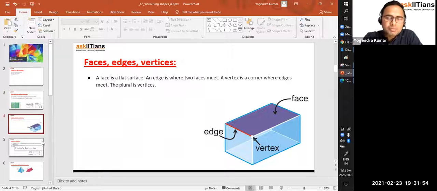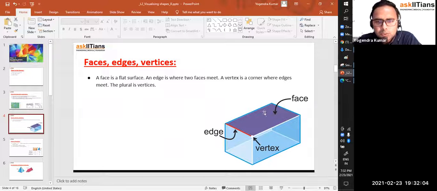Now we come to our second topic, which is faces, edges, and vertices, right? We need to understand this. So what is it? See, you can see this is a cuboid here. There is a box here, a cuboid shape. So this line is an edge. 1, 2, 3, 4, 5, 6. How many edges are there? Can you count it? Let me write it here.